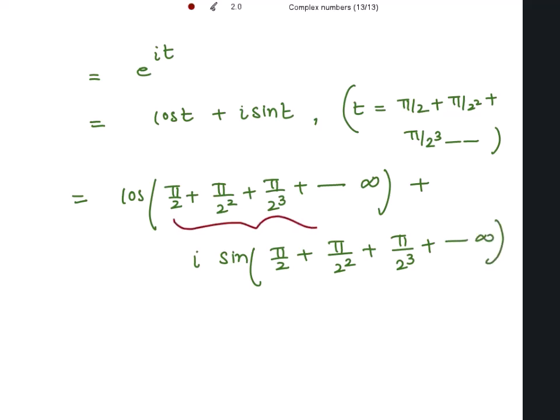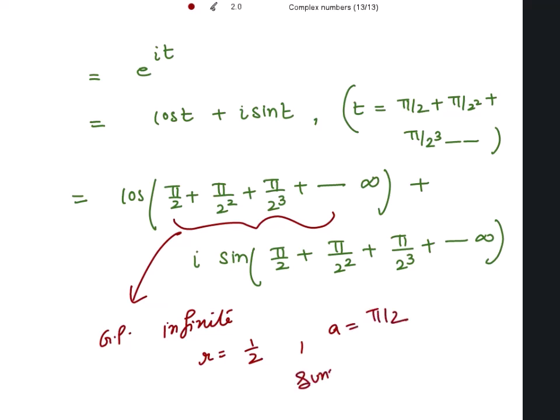Now inside this bracket I am having the GP series, the infinite GP series. What is the common ratio? It is 1 by 2. And what is the first term? It is pi by 2. And what is the sum for the infinite GP series? It is first term divided by 1 minus the common ratio. So writing this sum now.